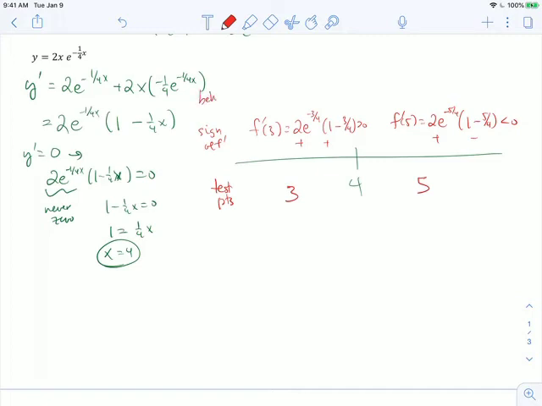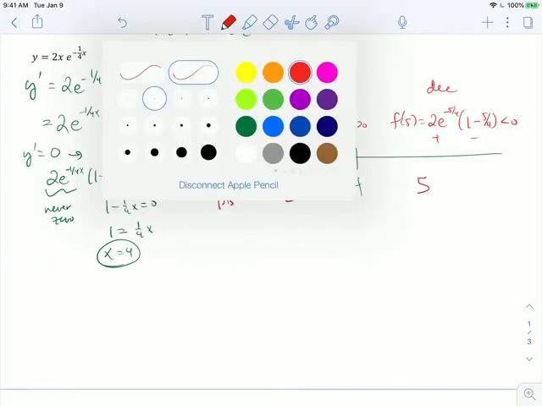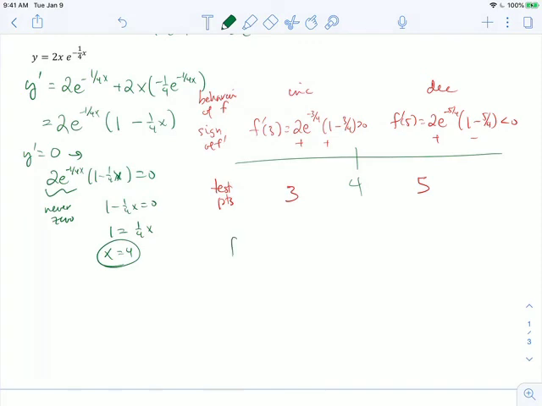So then I've got the behavior of f. If the derivative is positive, that function is increasing. If the derivative is negative, that function is decreasing. And so I'm able to summarize down here. F is increasing for all numbers below 4. F is decreasing for numbers bigger than 4.